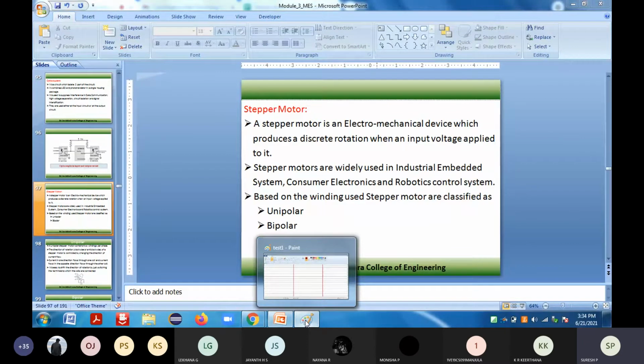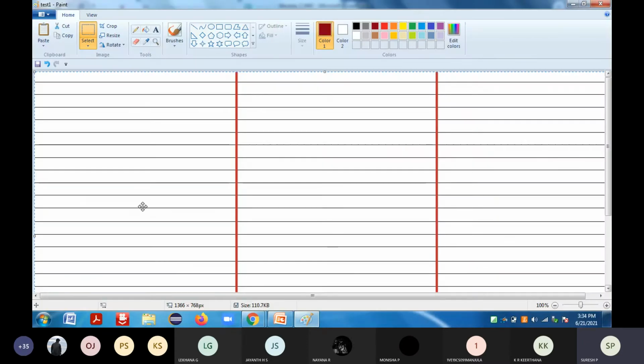So can you able to see the screen now? What screen? Yes, sir.